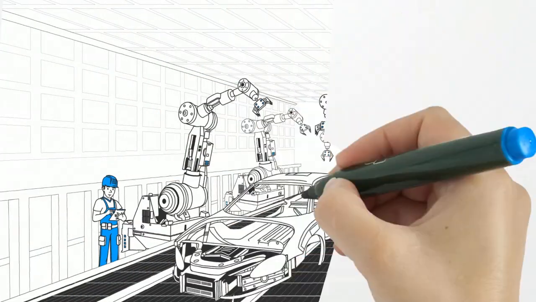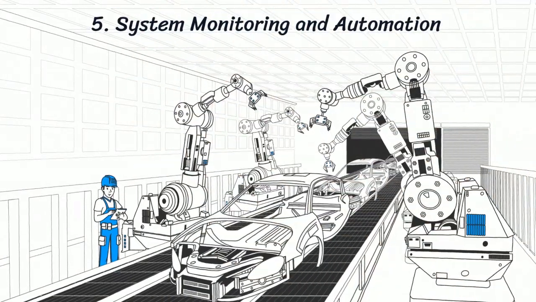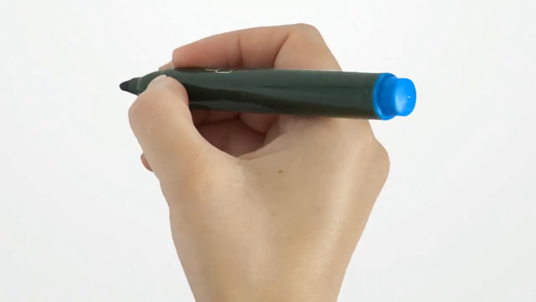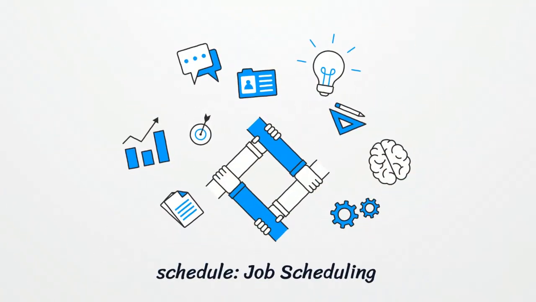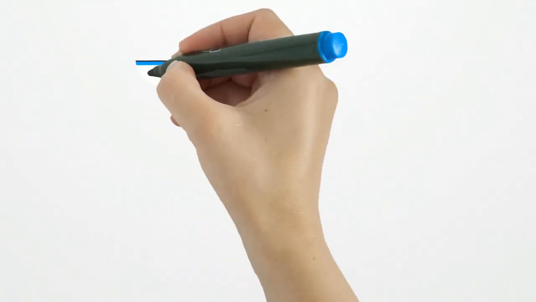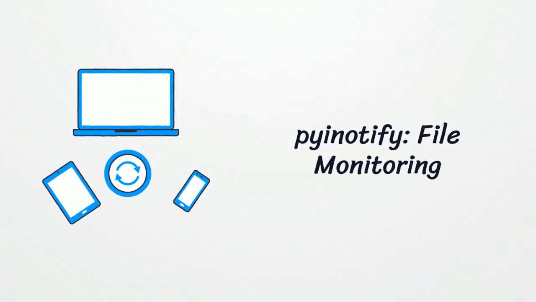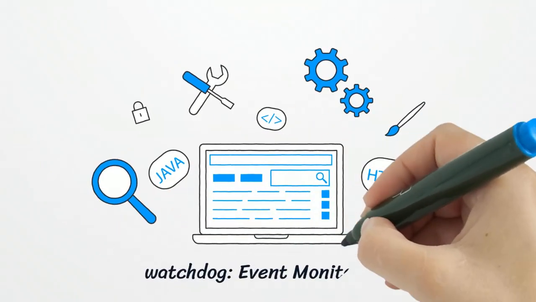Four, system monitoring and automation. Croniter to work with cron expressions, e.g. schedule tasks. Schedule for simple job scheduling. Pyinotify to monitor file system events in real time. Watchdog, another file and directory event monitoring library.